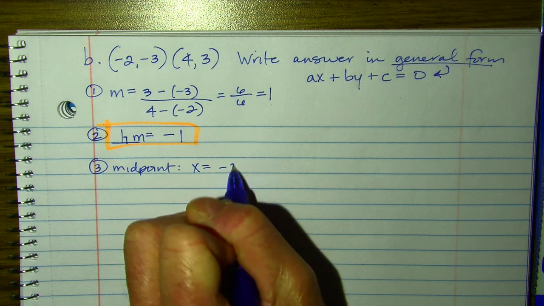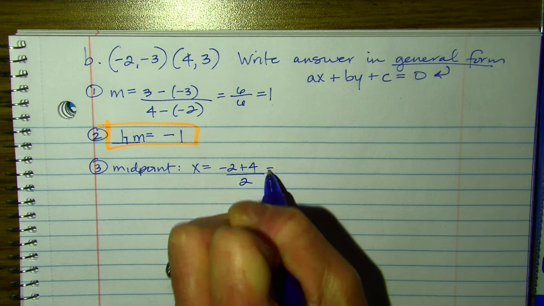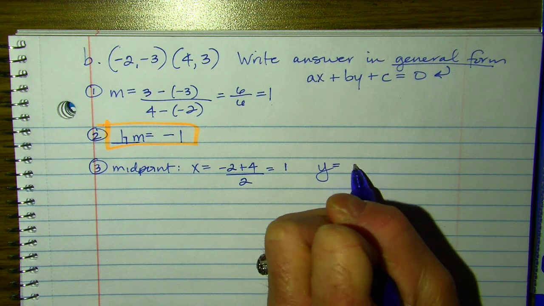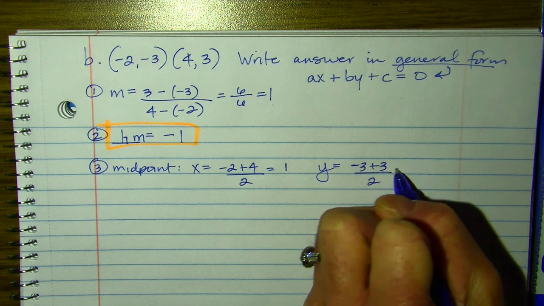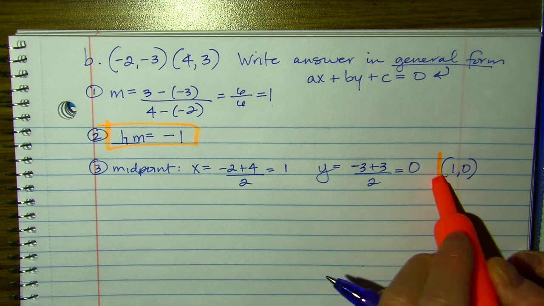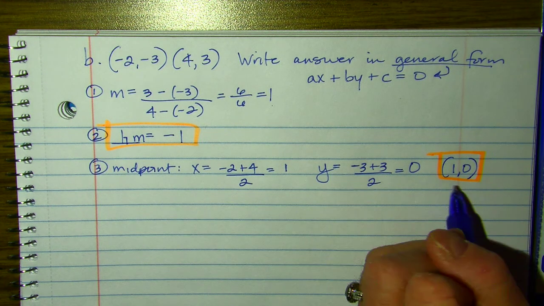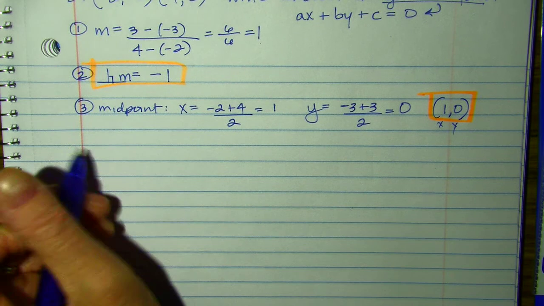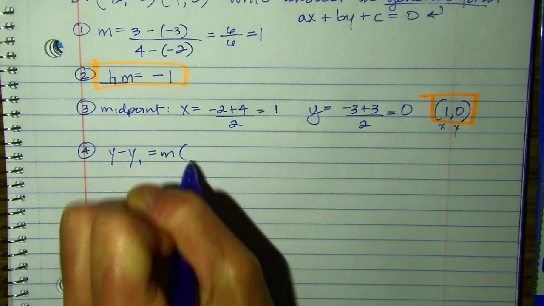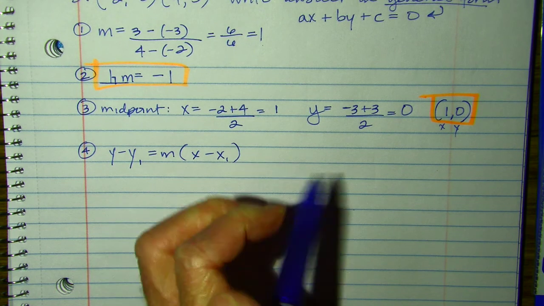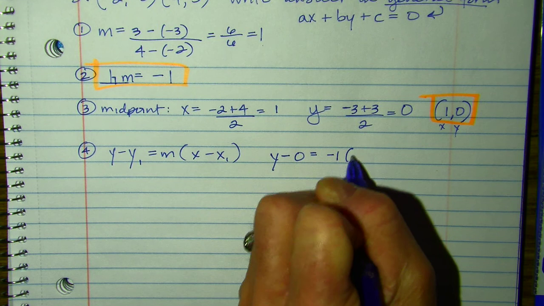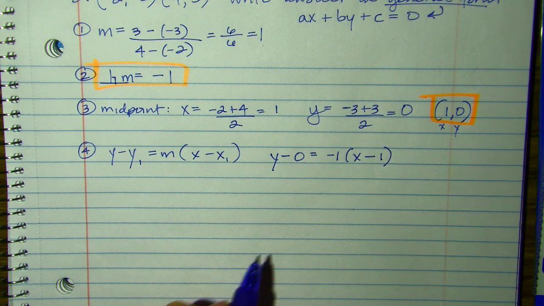x equals -2 plus 4 divided by 2, which is 1. And y equals -3 plus 3 over 2, which equals 0. So my midpoint is (1, 0). So there's my x and y value. And I'm going to use these two pieces of information in point slope form. And then at the end, I'll put it in general form. So y minus my y value equals my slope times x minus my x value.